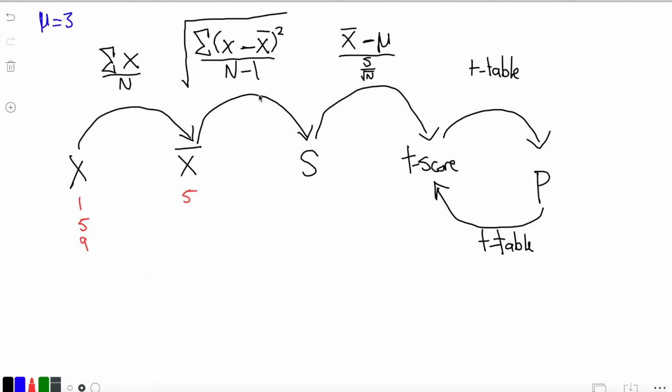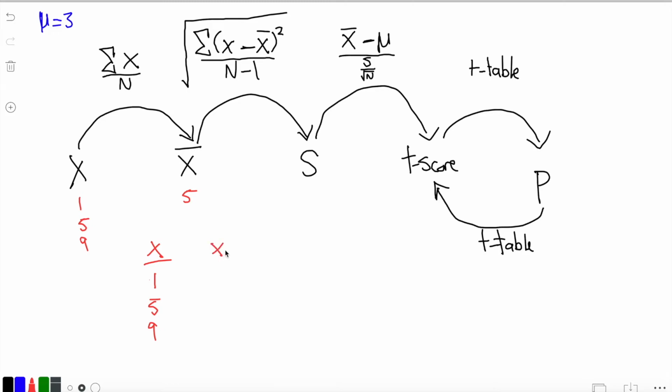Now the next thing we're going to do is go through this equation to go from our mean to our standard deviation. Now again, this is a complicated looking equation, but it's actually fairly simple. So let's start off with our x scores. They're already here, but let's rewrite them down here. So we have 1, 5, and 9. Okay? Now let's start with the inside. So we're going to do this piece by piece. So we're going to just start with this part here.